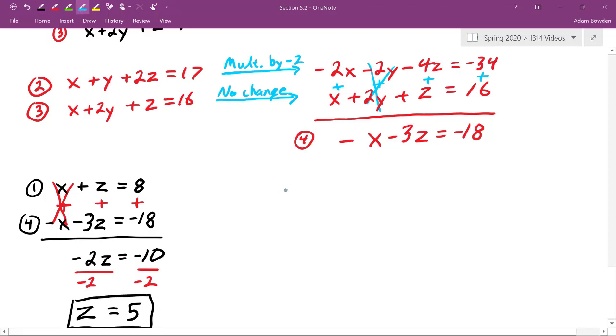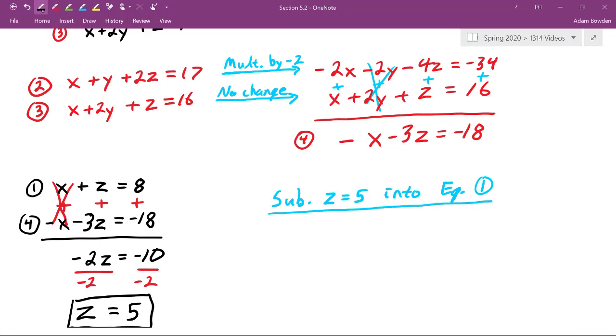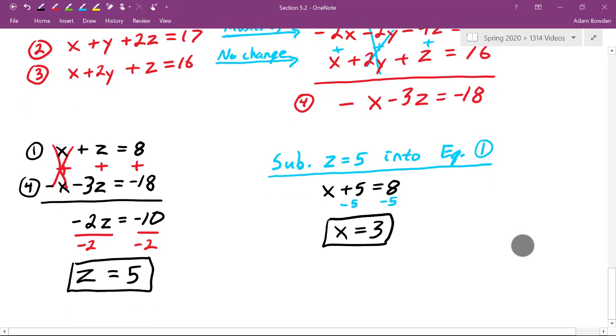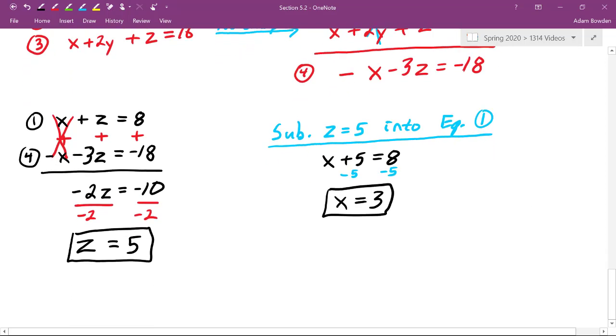So that's awesome. We didn't have to do too much work to get there. So what I'll do now is substitute z equals 5 into equation 1 so that we can solve for x. So that would look like x plus 5 equals 8. And after subtracting over the 5, we'd see that x is equal to 3. Now we have x, now we have z. We can go ahead and substitute and solve for y.